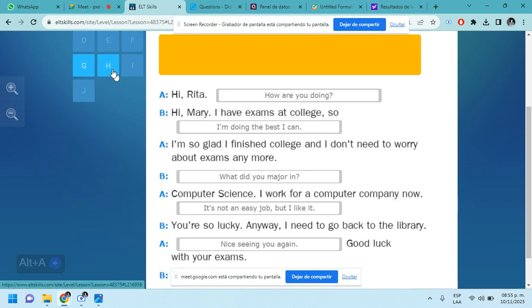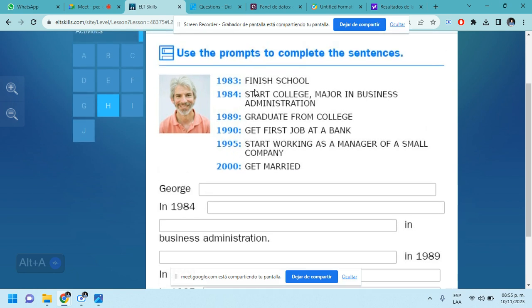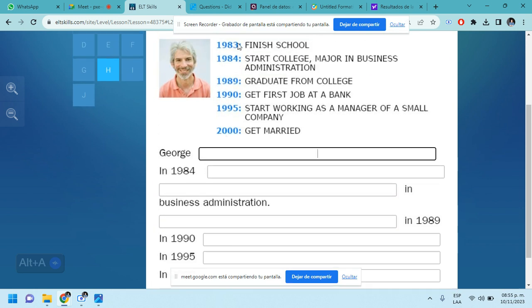And to finish, the activity H. Using this information, these clues, let's make sentences, obviously using past tense because this year is not 2000. We are in 2023, no? Okay, tell me the sentence, please. George. The first, in order, it's in order, no? But tell me, George, the past of finish. Finished at the school, yes. George, school, no? See, in this year.